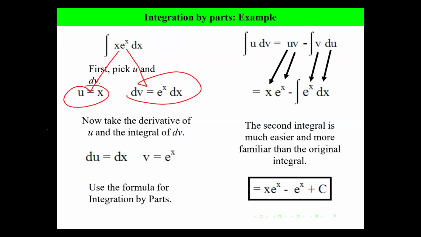Then we need du. Du is the derivative of this, isn't it? The derivative of u is equal to what? The derivative of x is what? Is it not 1? Yes, it's 1. But this one is dv. You know what dv means? dv simply means it's already a derivative, right?